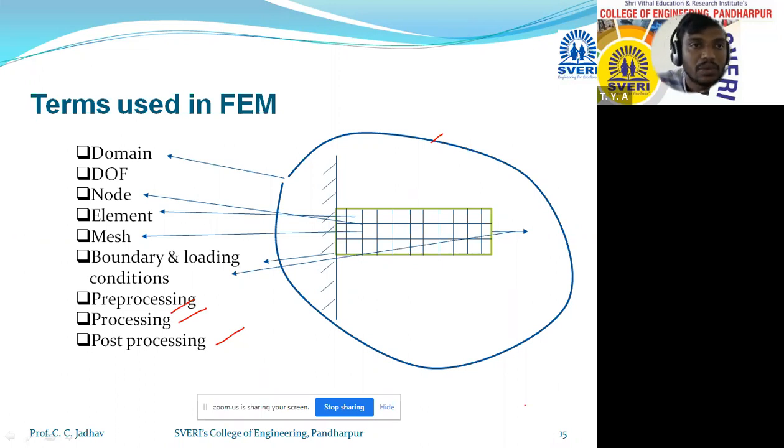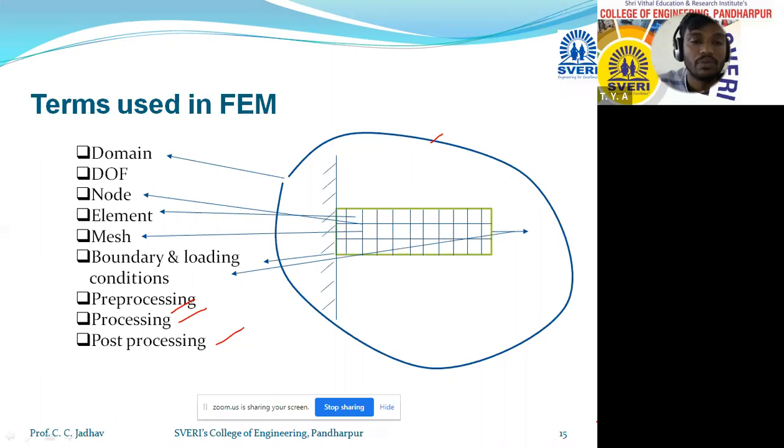So these are some important terms that we are going to use in our FEM problems. This basic definition you should know. What is meant by domain, degrees of freedom, element, node, mesh, then boundary and load condition, and all these general steps. Okay, so before jumping directly to solving the actual problem, you should know all these terms. That's why I am showing all these terms. Okay, so please remember what is meant by domain, degrees of freedom, then node, element and mesh.